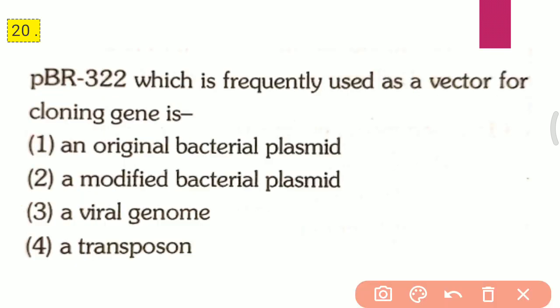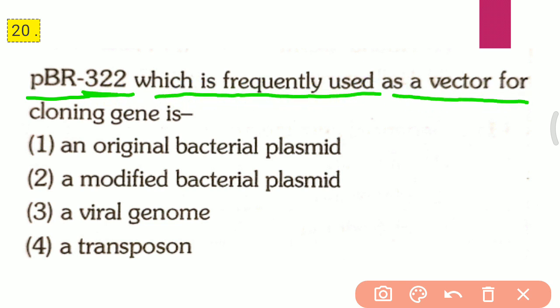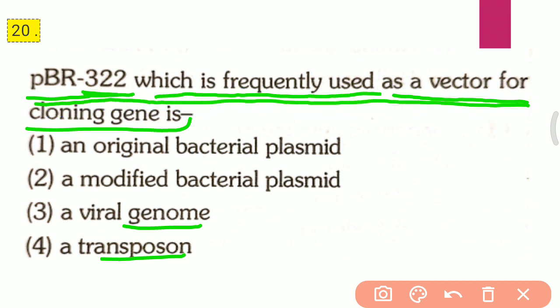Question 20. pBR322, which is frequently used as a vector for cloning gene, is: first, an original bacterial plasmid. Second, a modified bacterial plasmid. Third, a viral genome. Fourth, a transposon. The correct answer for the 20th question is the second one, that is a modified bacterial plasmid.